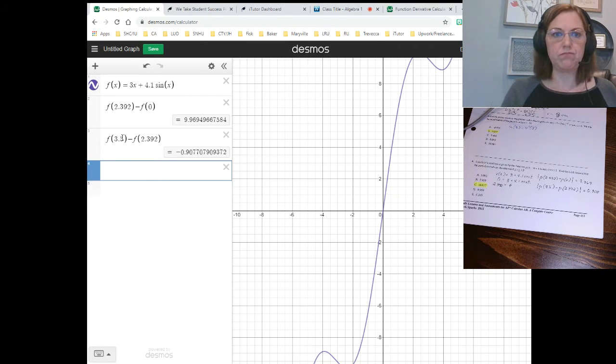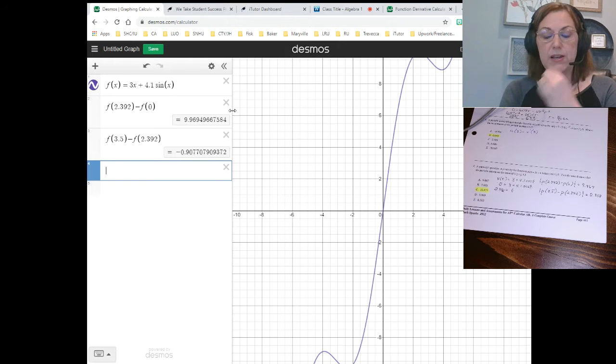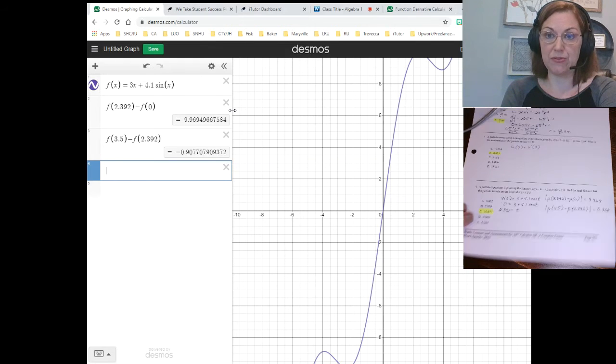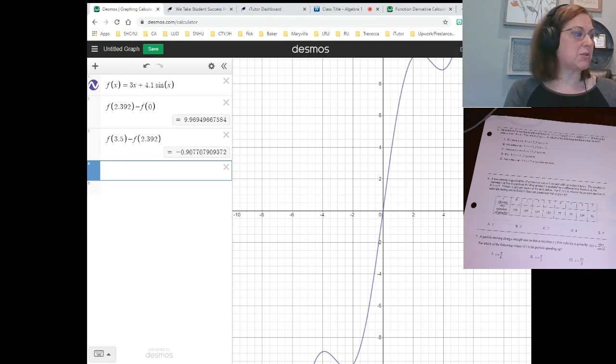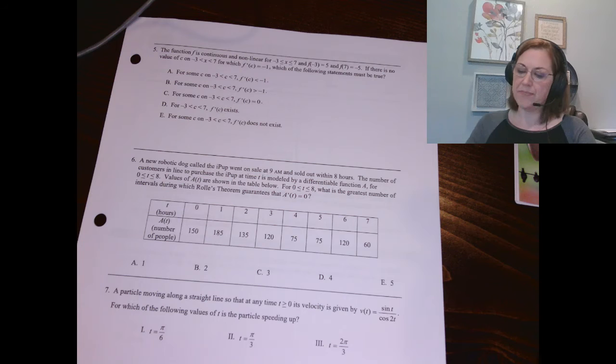Be real careful that you use your absolute values, though. But Desmos is a nice tool to be able to find those values for you. Okay, let's keep going. I'm going to switch our view back so you can see.